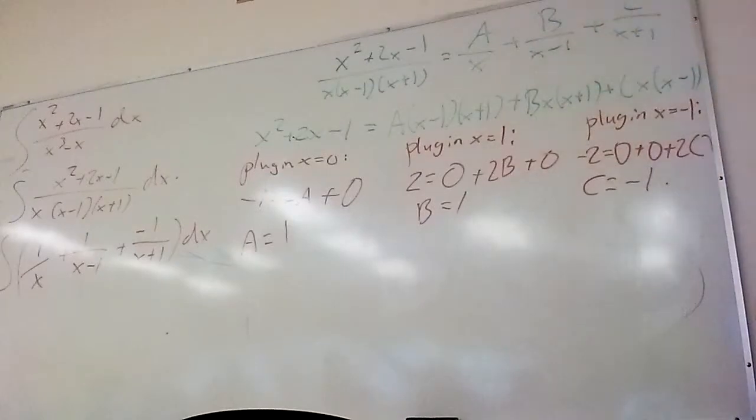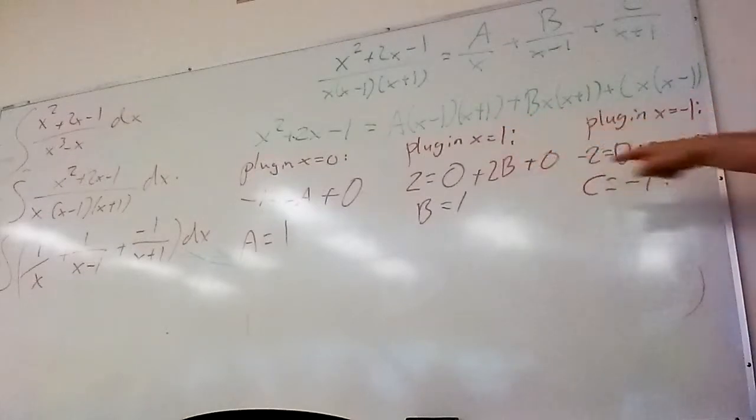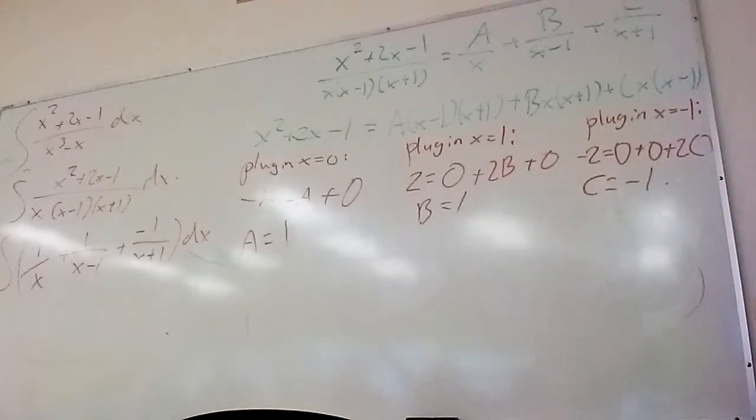Right? So now we've taken that complicated rational function and split it up into three simple ones. There's a 1 over x, 1 over x minus 1, and negative 1 over x plus 1. And that's using the a, b, and c that we found. To finish, we just need to integrate those three guys.